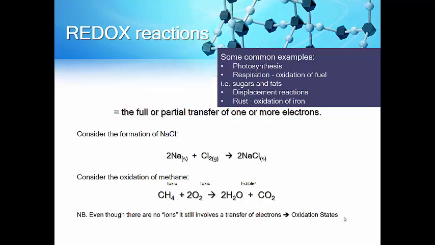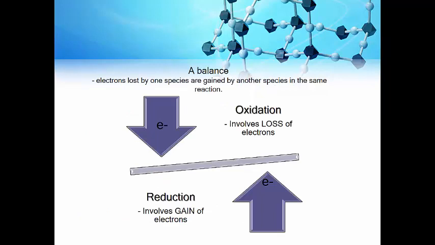Okay, so what actually happens is the transfer of electrons. Electrons that are lost by one species are gained by another species. We don't just have electrons floating around, they're actually being transferred. So we need to make sure that the electrons transferred in the oxidation are equal to the electrons gained in the reduction. Oxidation involves the loss of electrons, and reduction is the gain of electrons.